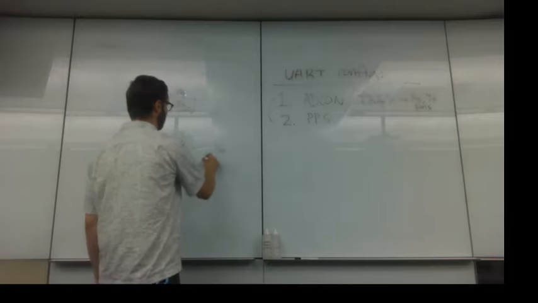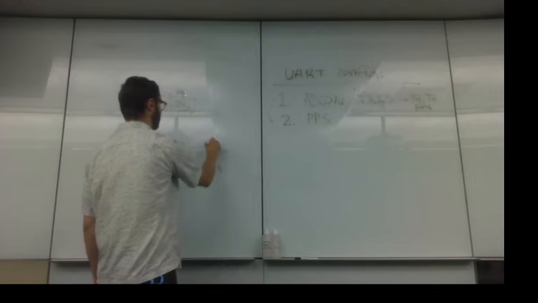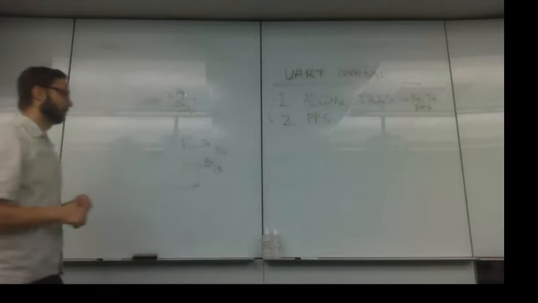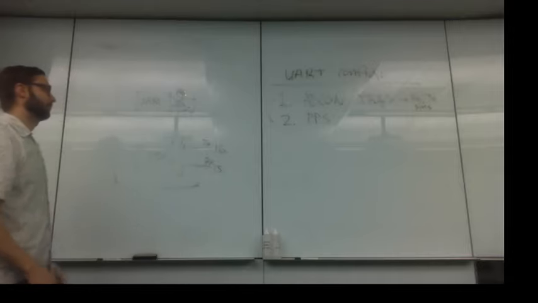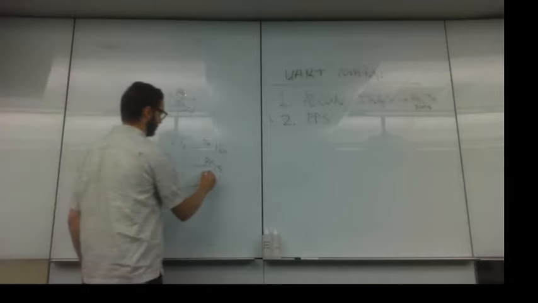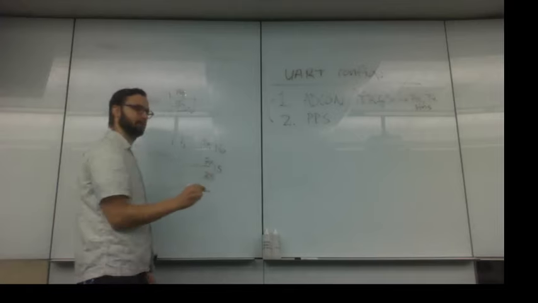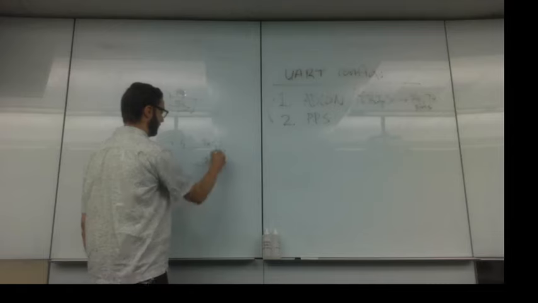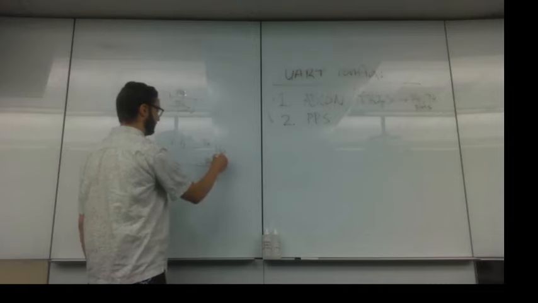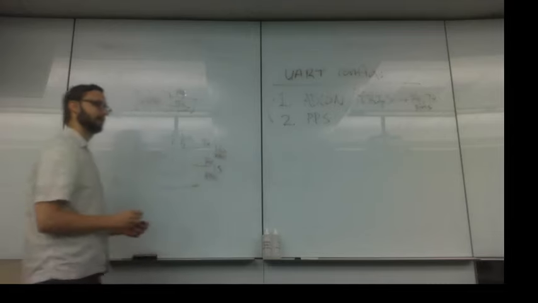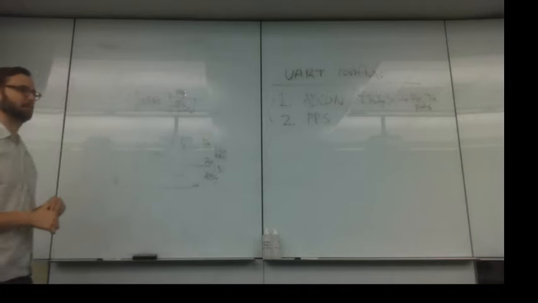So if this is RX and this is TX, and these are also RB, I don't remember, RB9, RB10, let's say. Is that right? Okay.